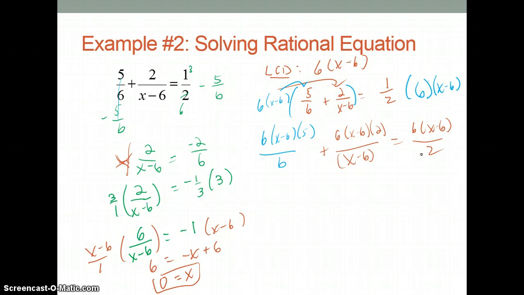You don't necessarily have to do this, but this is kind of why we multiply by the LCD and how we can tell what cancels. So here we have 6's and 6's become 1's. X minus 6 becomes 1's. And 6 over 2 leaves a 3 on the top. So now our next step that we have is just what's left.